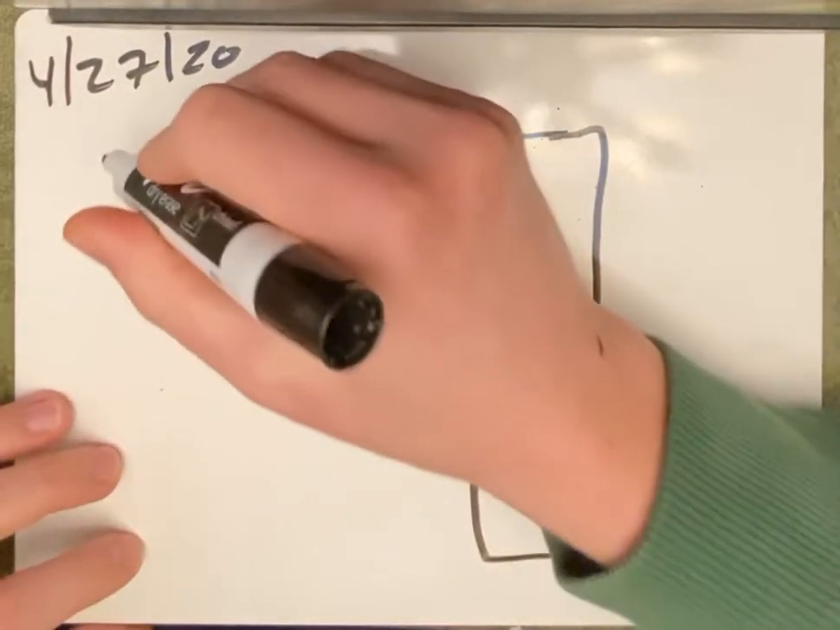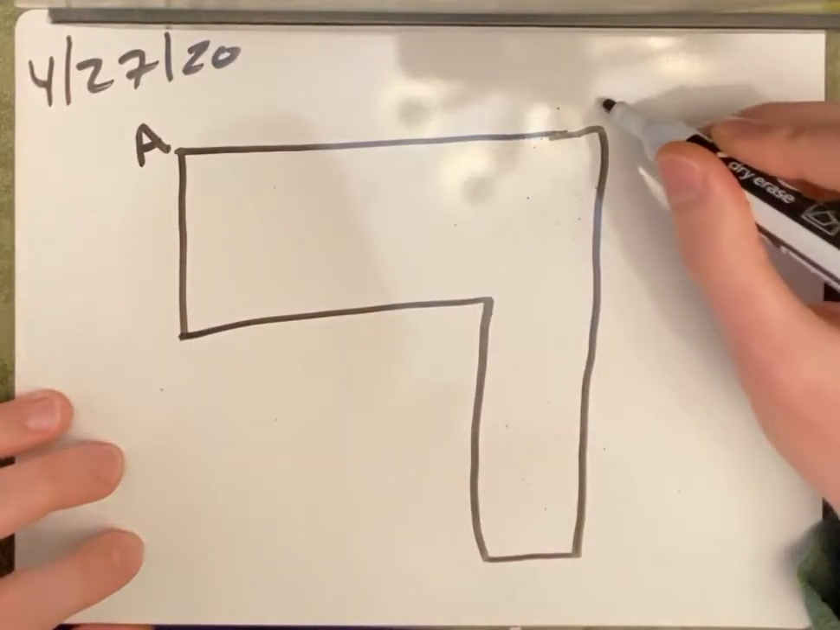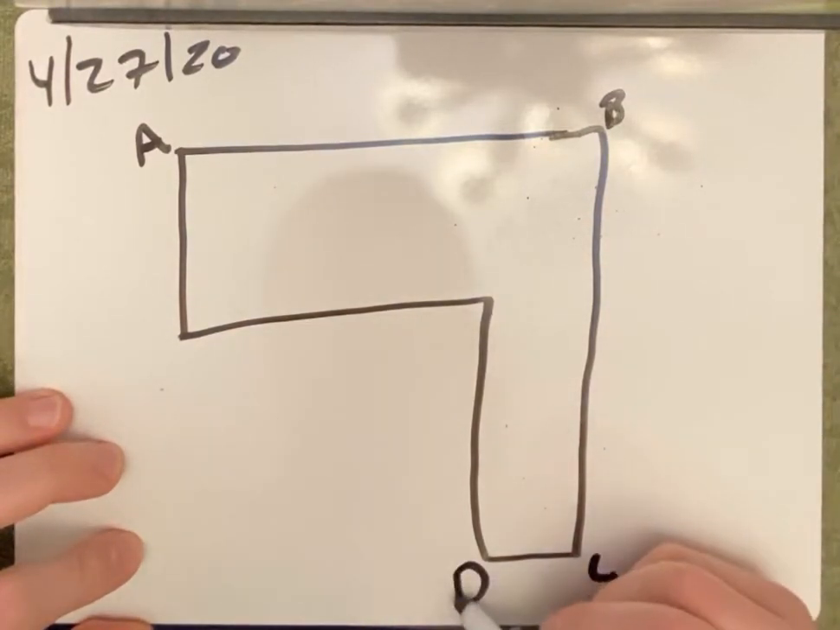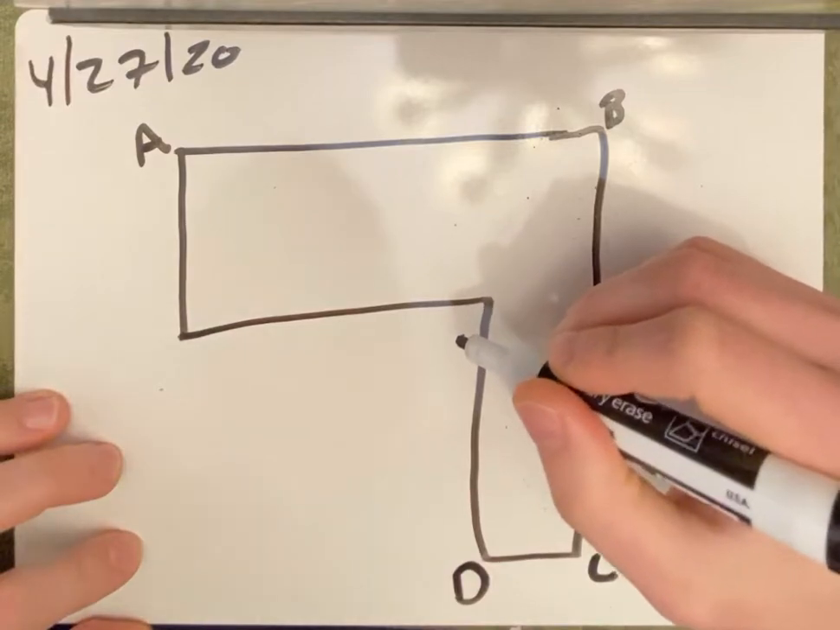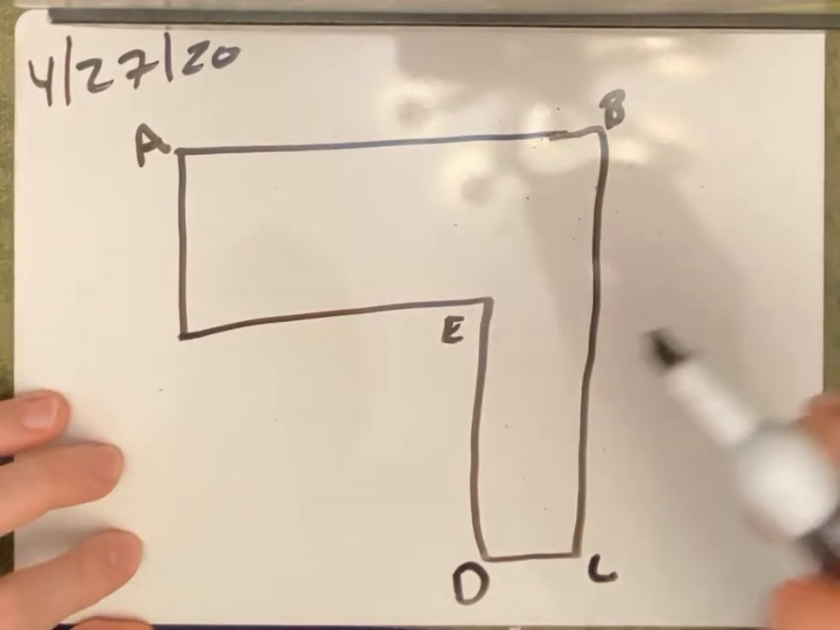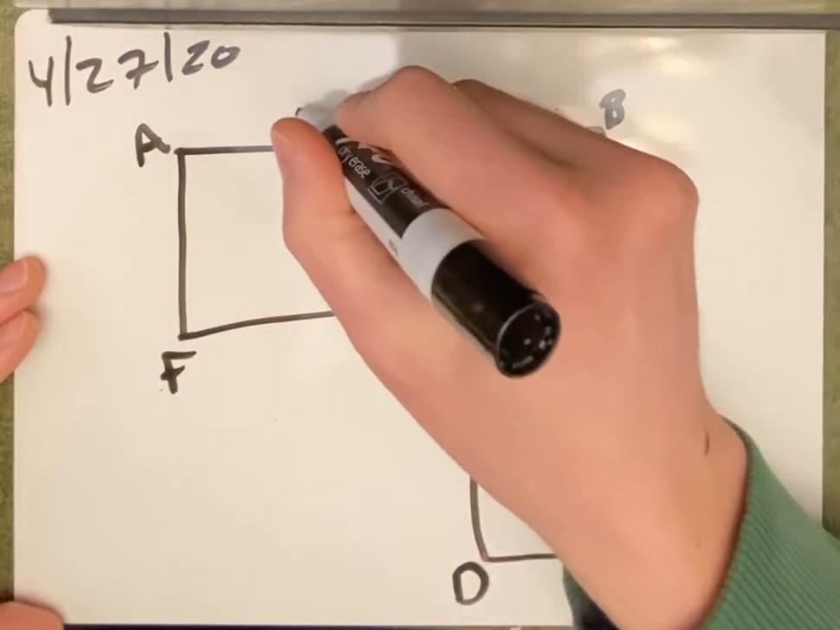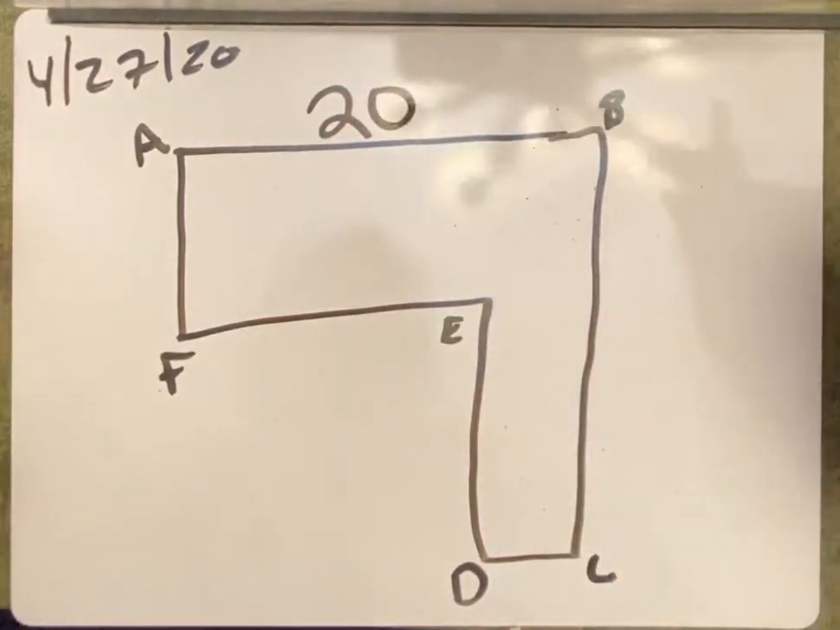All right. So now let me mark it up. I got A, B, C, D. This is E right here. And this is F. So here's what I like to do. Before I even start this problem, I want to label everything that I know so it can help me out, all right? So if AB equals 20, so here's 20 right here.